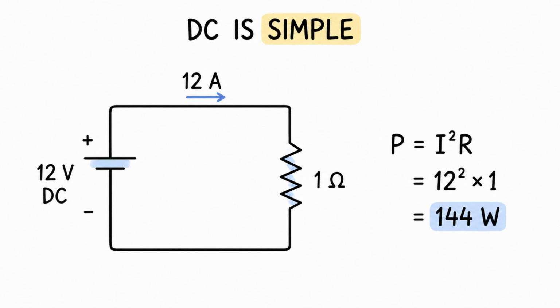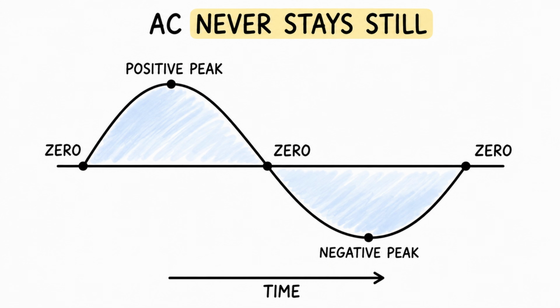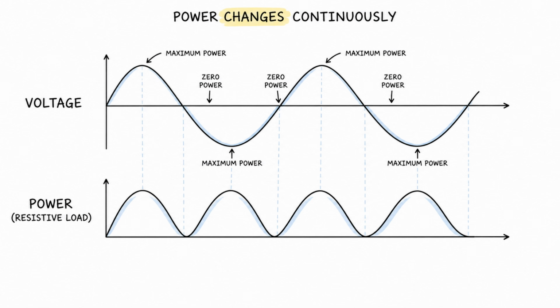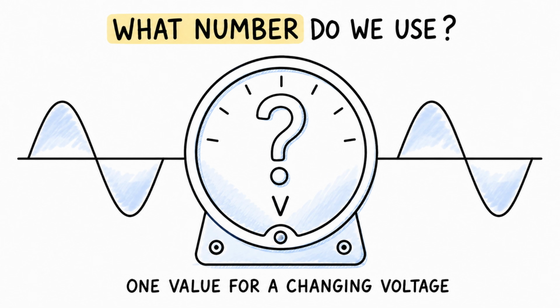Simple and constant. But AC voltage is a sine wave. It starts at 0. It rises to its peak. It falls back to 0. It goes negative. It returns to 0. At 0 volts, the power delivered is 0. At peak voltage, the power is maximum. The power is changing every fraction of a second. So what single number do you write on the voltmeter to represent this continuously changing supply?